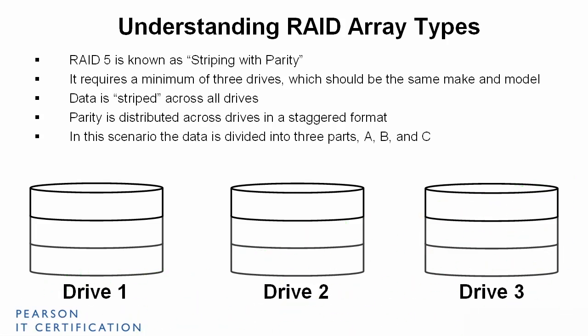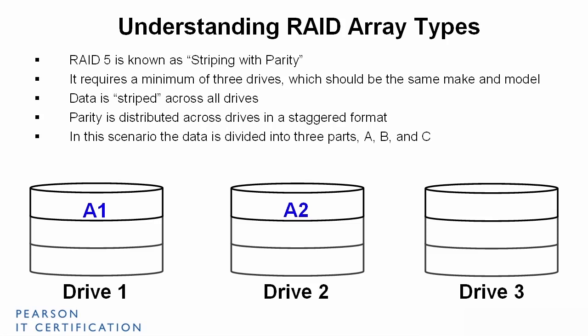So in this scenario, the data is divided into 3 parts, A, B, and C. Let's imagine that we have a 384 kilobyte file that we want to write to the array. Well, that's going to be written in blocks to each drive, one at a time, and each of these blocks would be 64 kilobytes. So for example, drive 1 and drive 2 will be written to, and A1 is a 64 kilobyte block. A2 is another 64 kilobyte block. And these are also sometimes referred to as chunks.